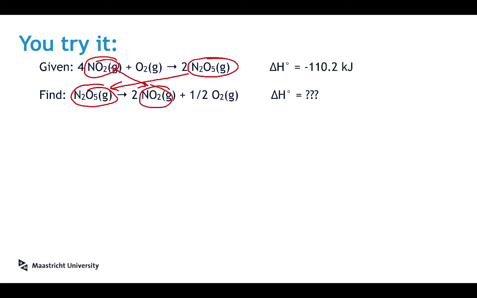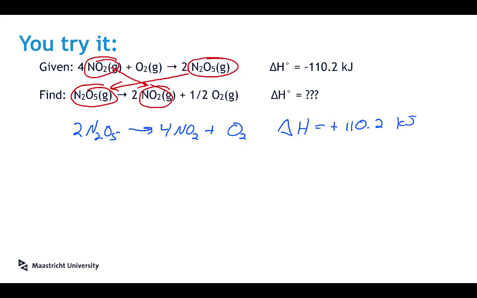So if we reverse our given equation, we're going to have 2N2O5 going to 4NO2 plus O2. And that'll have a delta H then equaling a positive 110.2 kilojoules. Since I reversed my reaction, I just need to change the sign of my heat.